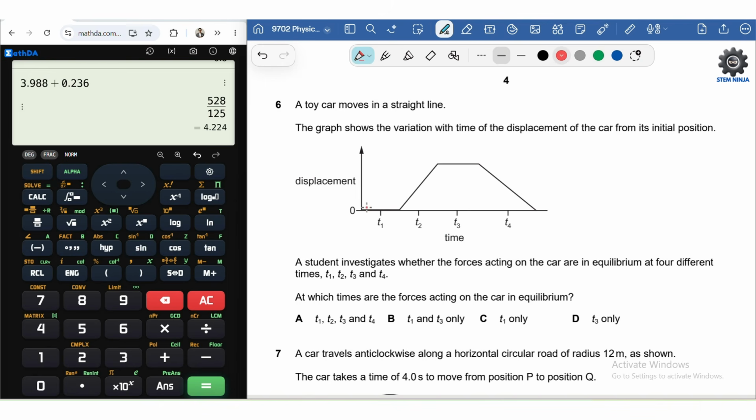Okay, so in this part over here, velocity is 0, it's at rest. This is also where the gradient is 0, so this is also rest. This is positive constant velocity. This is constant velocity also.